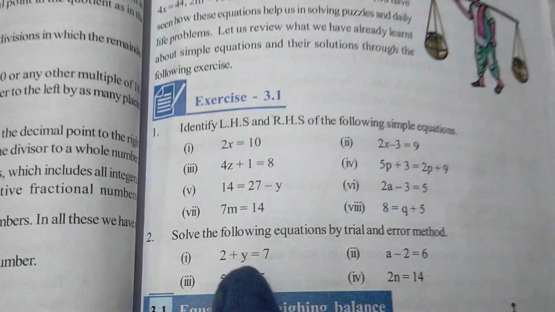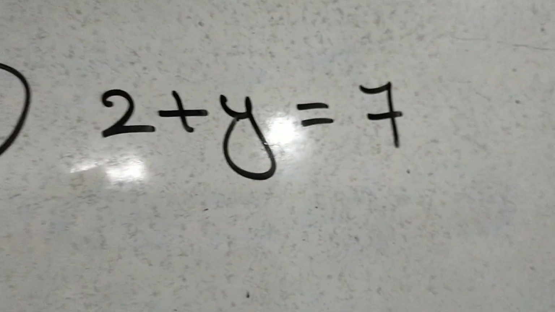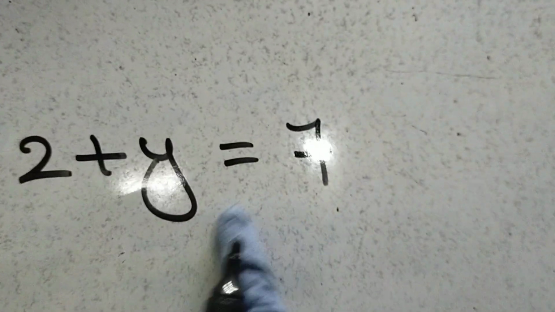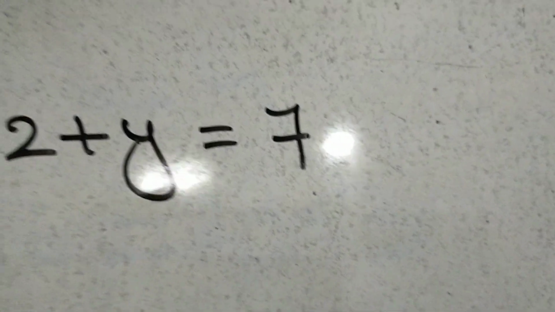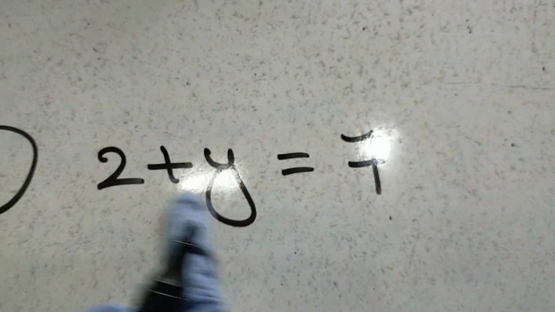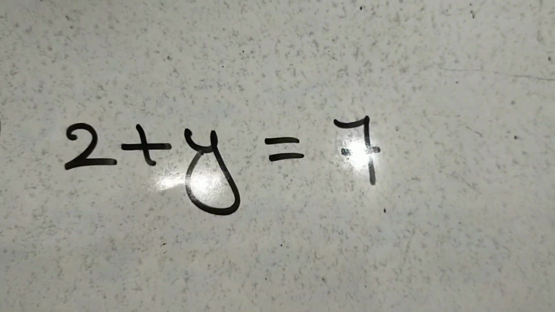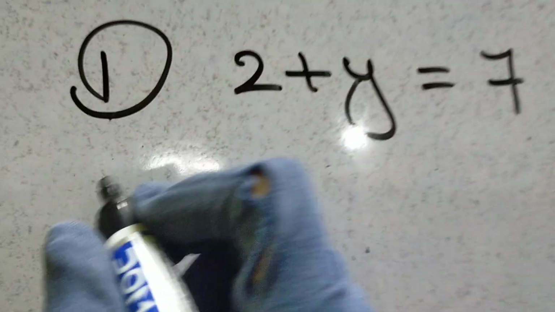What is the first one? 2 plus y is equal to 7. So how to do it is, see what is the equation? 2 plus y is equal to 7. Oh, this is very simple one. For the equation to be satisfied, the value on either side of the equal to sign should be the same. Here it is 7, here it is 2 plus y, and y we don't know. We have to find out the value of y. So we'll do it with trial and error method.